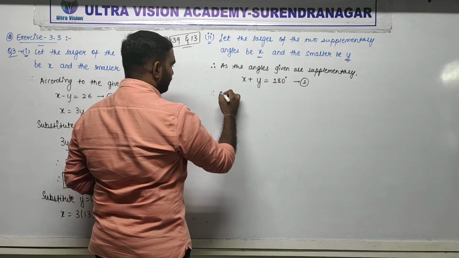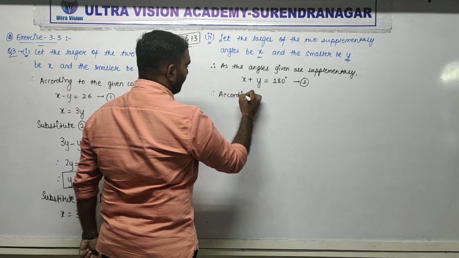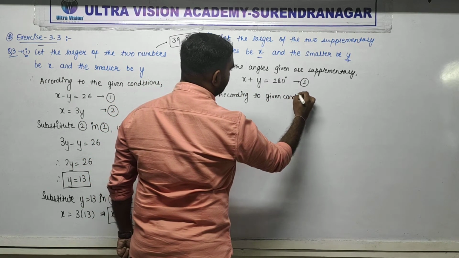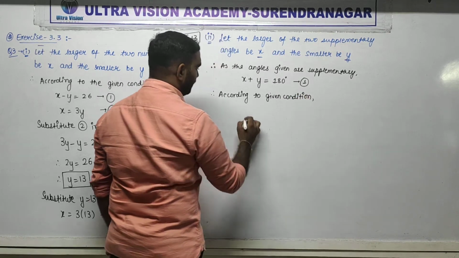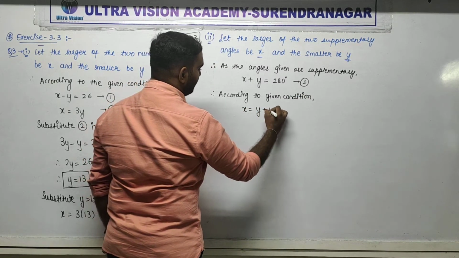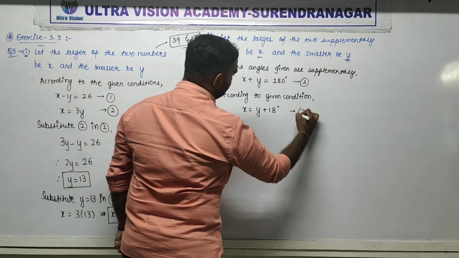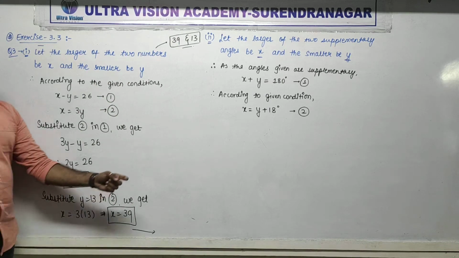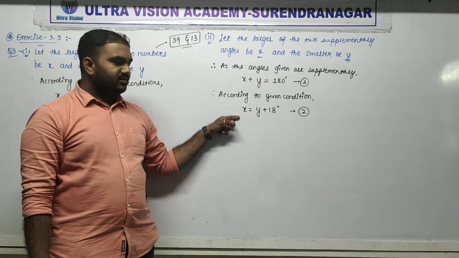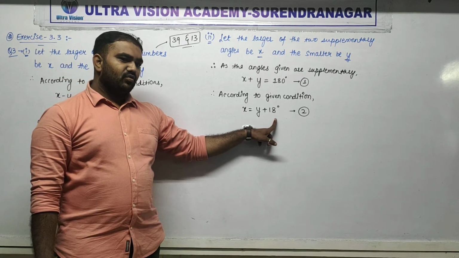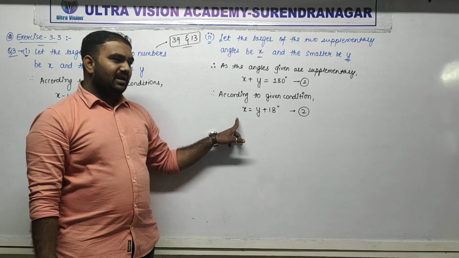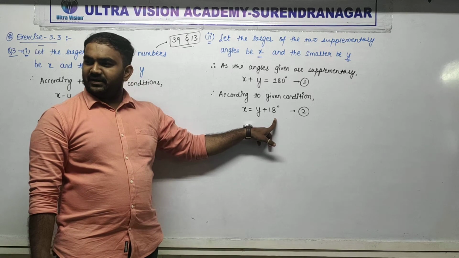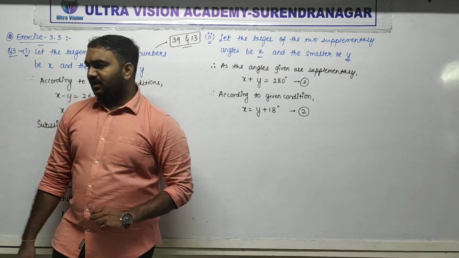Therefore, according to the given condition, x is equal to y plus 18 degrees will be the second equation. Ready? See, the larger one is 18 degrees more than the smaller one, or the larger exceeds the smaller by 18 degrees. Right? Both of the conditions are same.